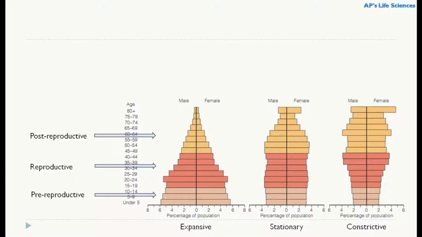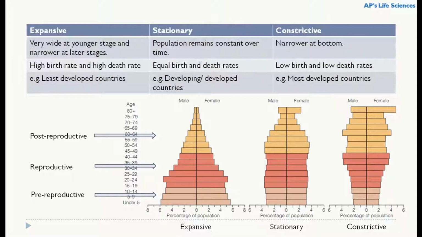Based on these ages and the population at different ages, these population pyramids are classified as expansive, stationary and constrictive. If we compare them, in the expansive pyramid there is a very wide younger stage and a narrower later stage, which indicates a high birth rate and a high death rate. This is found in the least developed countries, where there is high population growth because of uncontrolled population expansion, as well as a high mortality rate because of a poor healthcare system.